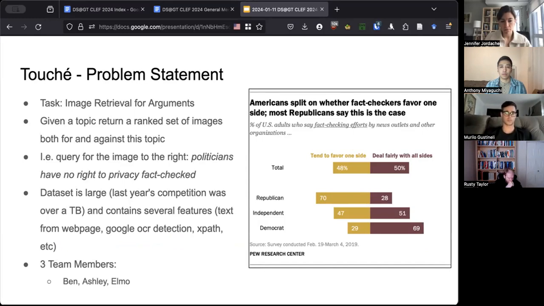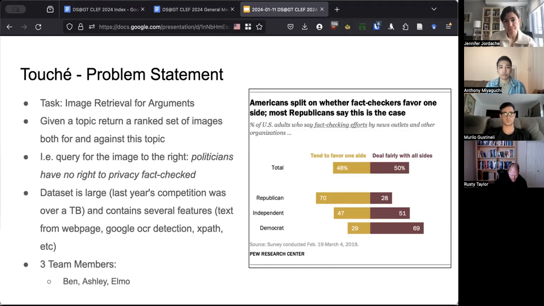And what that is, they give you several different queries from a Google search, and they return hundreds, possibly thousands of images from that Google image search. And your job is to then, given these Google queries, take from this collected crawl of images and rank them as most relevant, on topic, and whether it's pro or con for this argument. And they evaluate you on this precision at K metric.